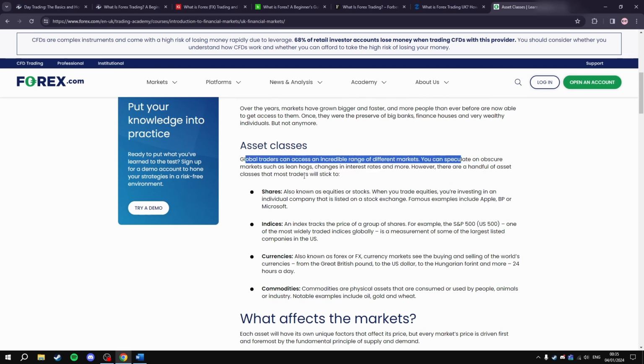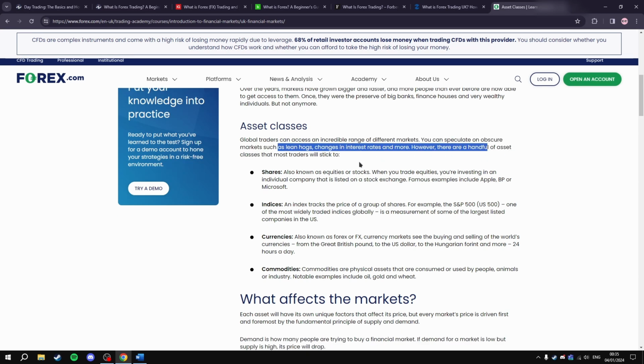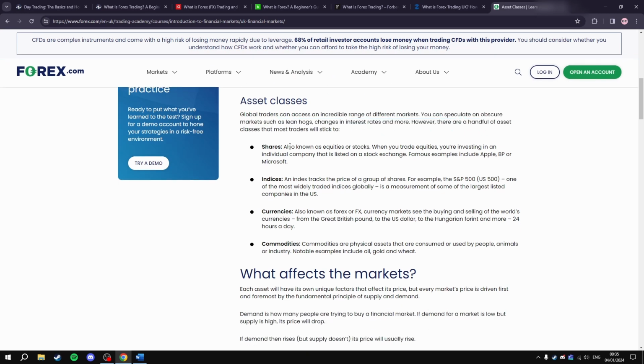You can speculate, I'm sure, such as lean hogs. There are a handful of asset classes that some traders stick to. Shares, also known as equity or stocks. Here's a vocab.